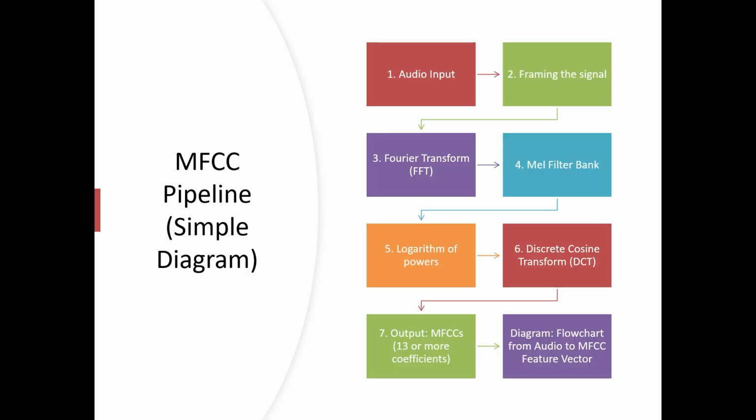Let's see a simple flow diagram, from recording an audio sample to getting MFCCs. First, we record an input audio. Second, we convert that audio input into multiple frames. Then we apply a fast Fourier transform on those frames. After that, the mel filter bank, then the logarithm of the powers, then the discrete cosine transform, and at the end we get our MFCCs.